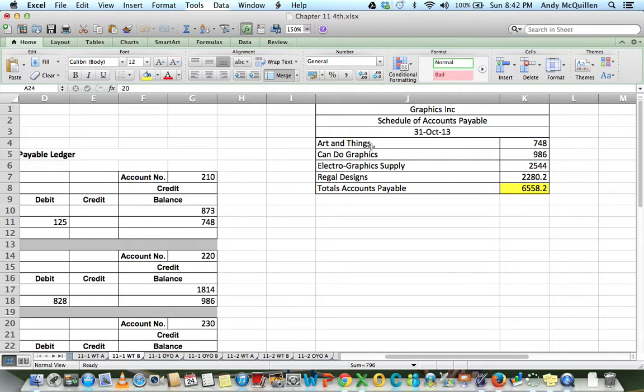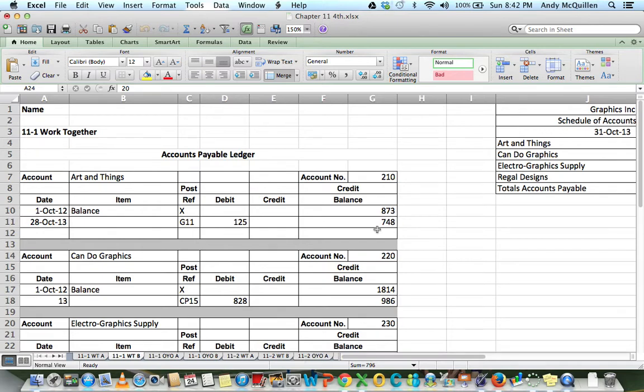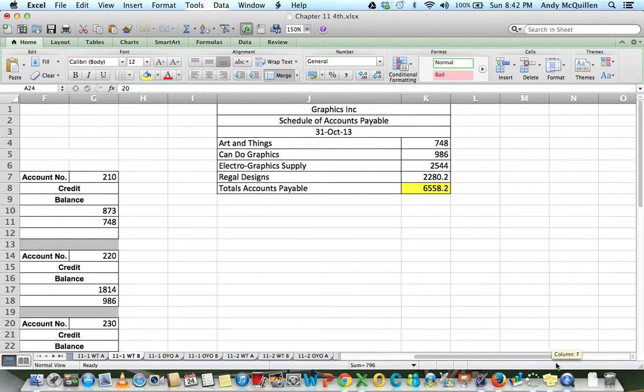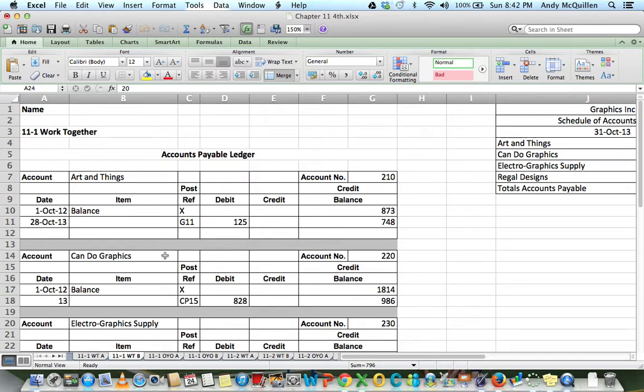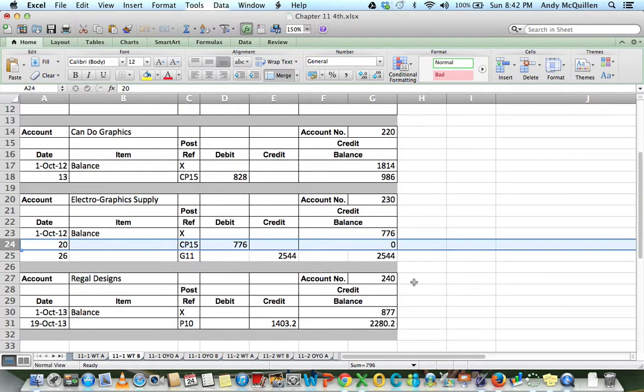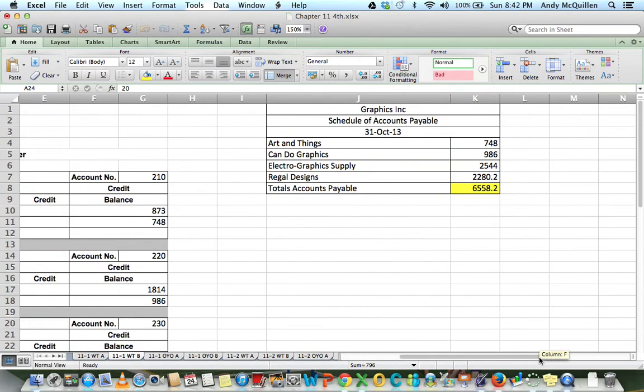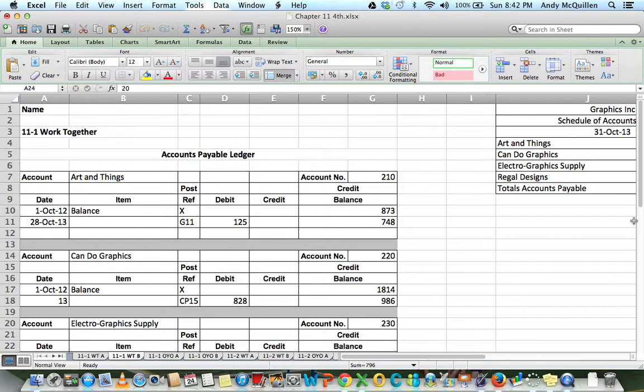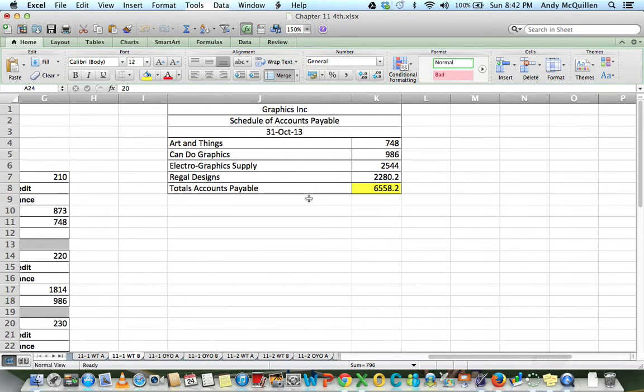Now, all we're doing is listing off the accounts over here on the left and the last balance that we have. So we go over art and things, 748. So as you can see, I have that done. Can Do Graphics, last balance, 986. So we have that. Electrographic Supply, 2544. As you can see, I have that. And then the last one is Regal Designs, and that has a balance of 2280.2. And then total accounts payable 6558.2. And that is 11-1.